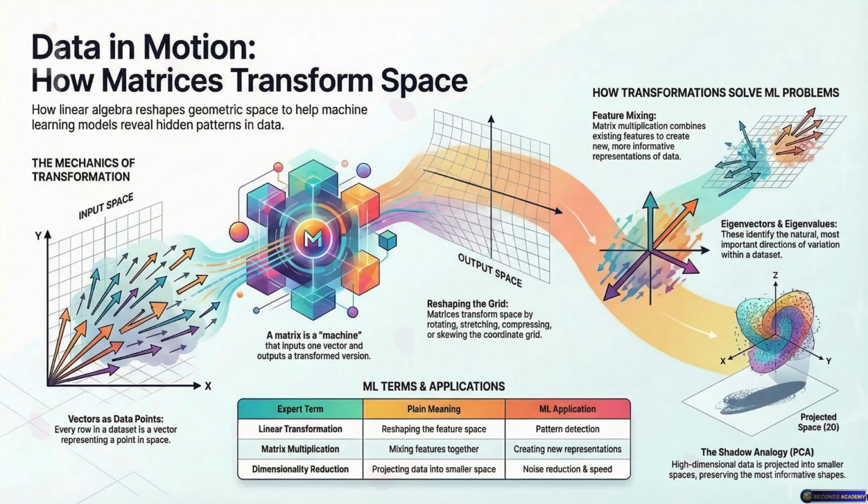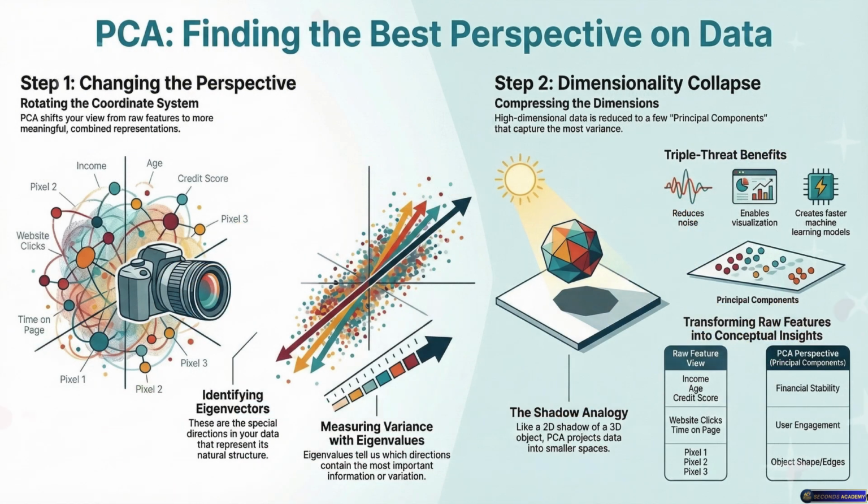And this is exactly what principal component analysis, or PCA, does. Yes. PCA is an algorithm designed to automatically find the absolute best camera angle for your dataset. It looks at the cloud of data points and calculates exactly how to rotate the coordinate system so that the maximum amount of variation in the data is spread out along the new axis.